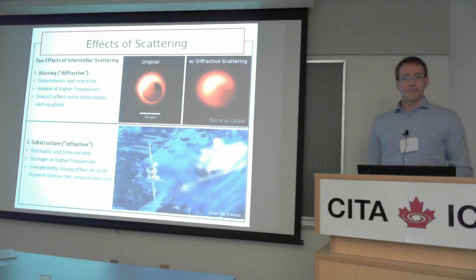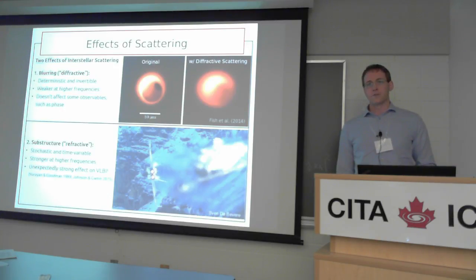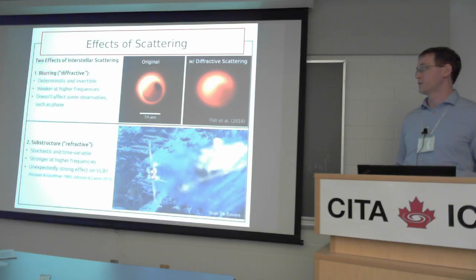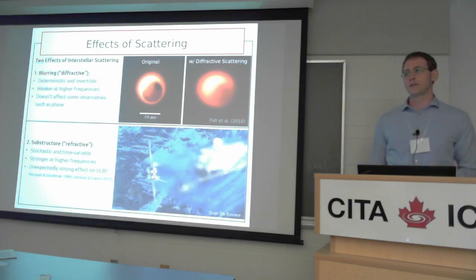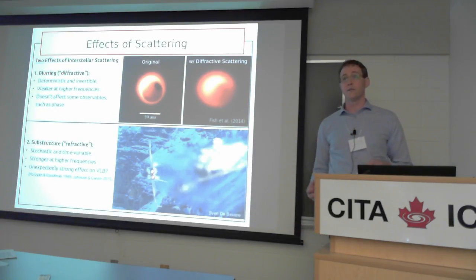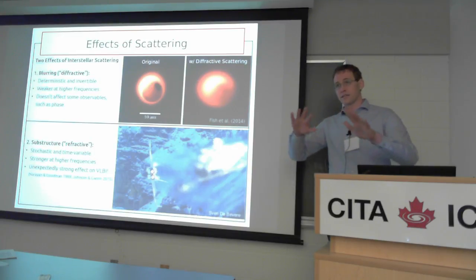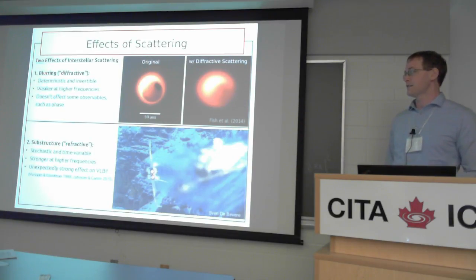Now, the peculiar thing is that there's a second effect of the scattering that does precisely the opposite. This is caused by refractive modes in the scattering screen. And this introduces substructure in the image, just like in this picture behind the contrails of a jet. In this case, it's this hot, turbulent air. And when you're peering through it, you're seeing all these fine-scale features. And the interstellar medium does actually the same thing.